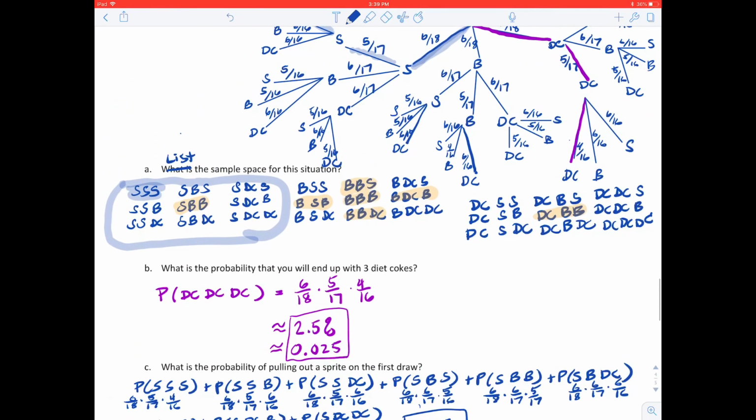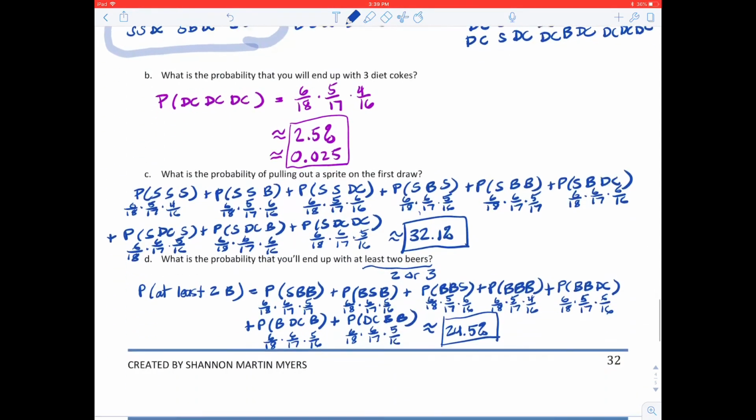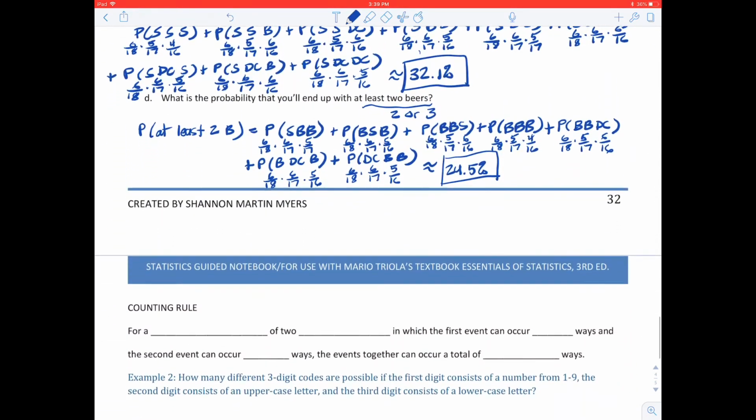Good so far? I know, that's a scary problem. Don't worry, you wouldn't have a test problem like that.